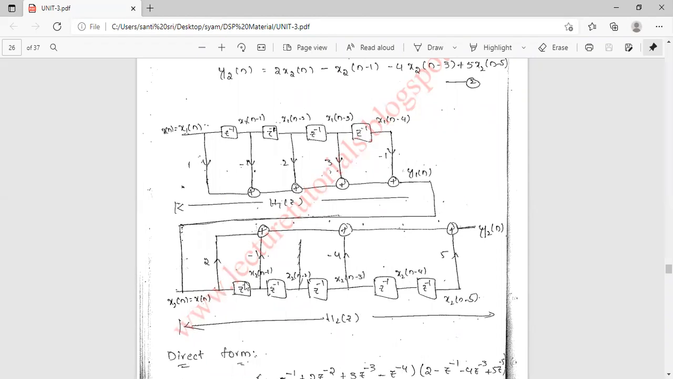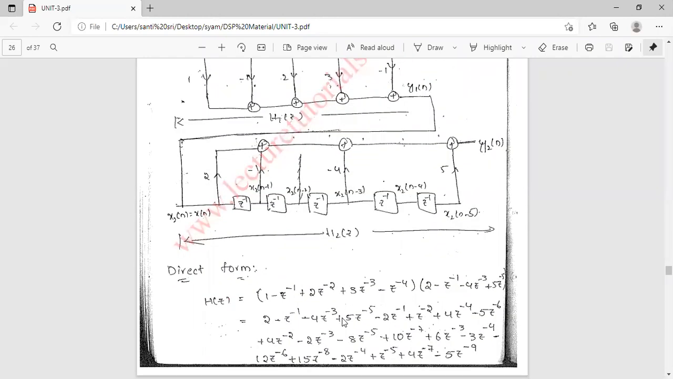So 2 into x2 of n, plus x2 of n minus 1 into minus 1, x2 of n minus 3 into minus 4, x2 of n minus 4 into 0, x2 of n minus 5 into 5. So this will be added to get y2 of n. So this is the h1 object and this is the h2 object.